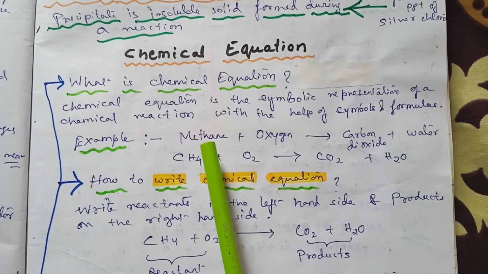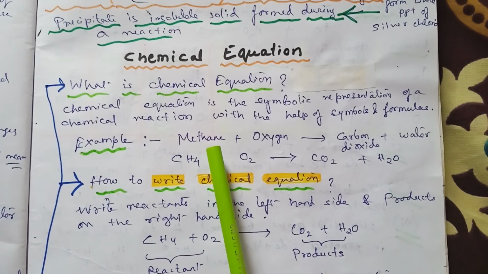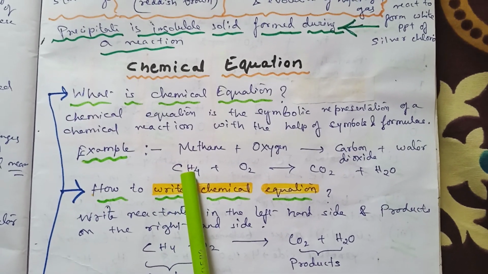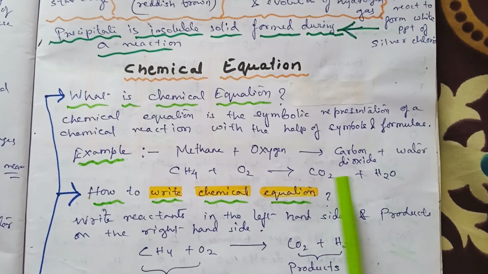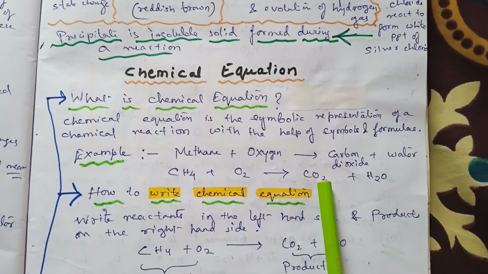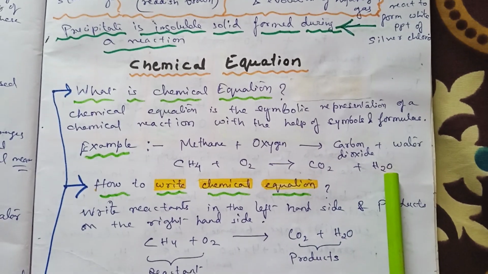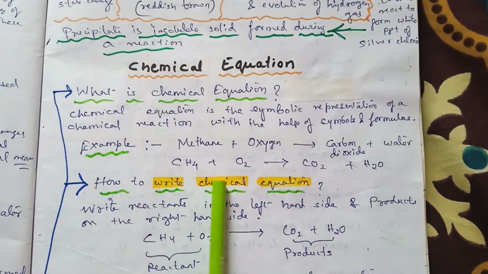If we write this reaction in symbolic form, it will be CH4, the formula of methane, plus O2, the symbol of oxygen, giving CO2, the formula of carbon dioxide, and H2O, the formula of water. So this representation is known as a chemical equation.